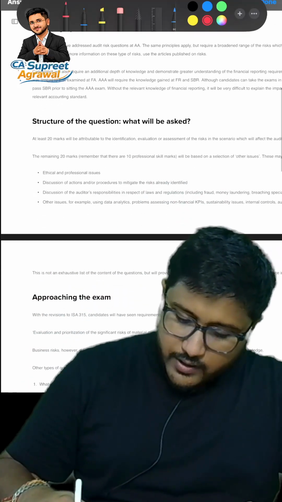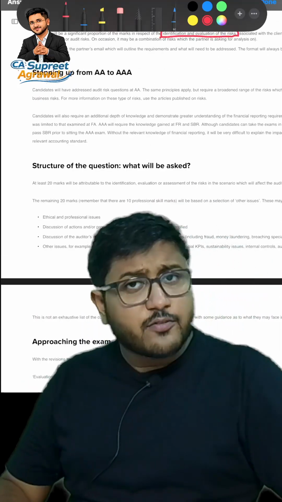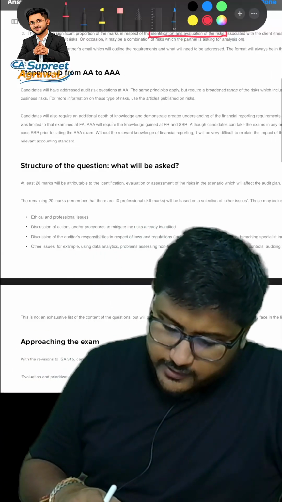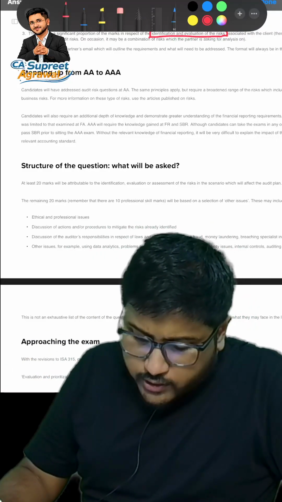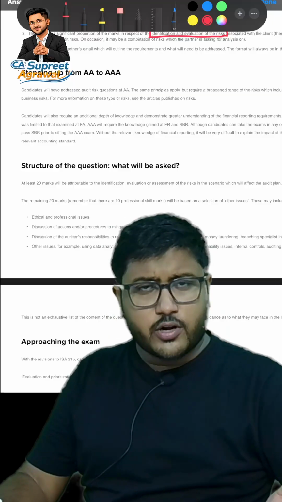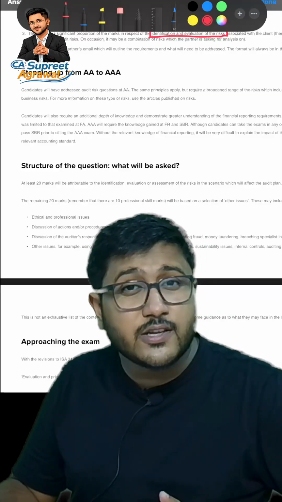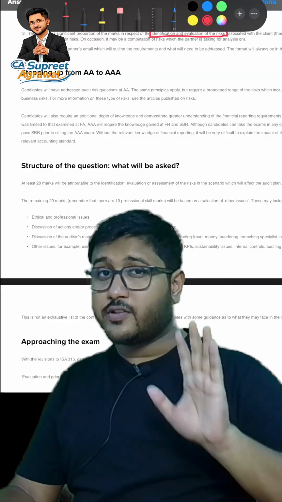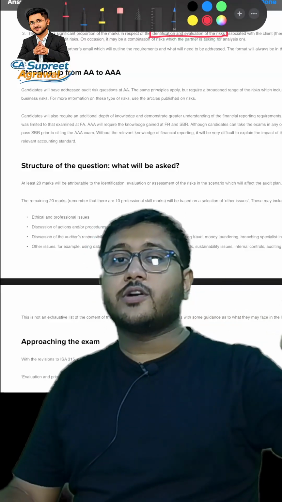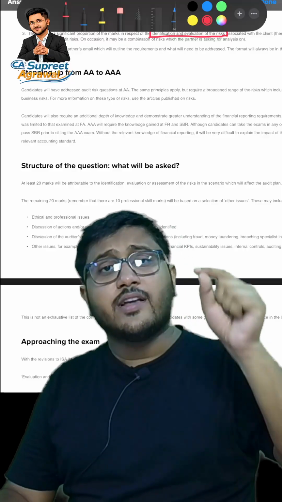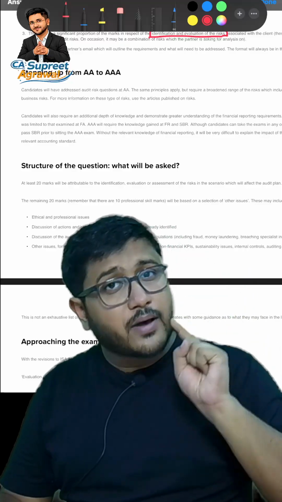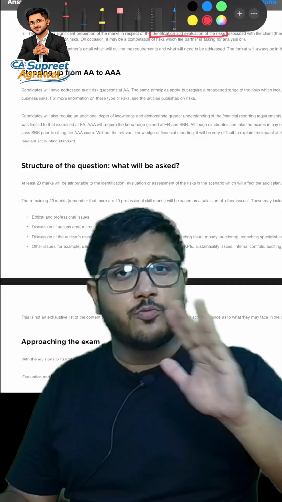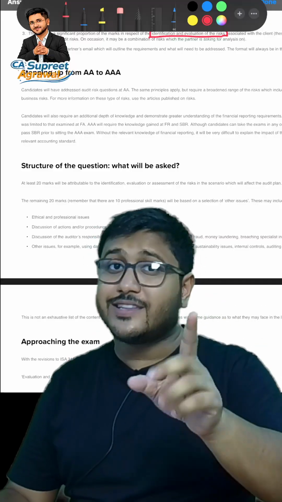Okay, now when I talk about stepping up from AA to AAA, let's have a quick read of this. Candidates will have addressed audit risk questions at AA, like we have already done, if you have not claimed the exemption. And just in case you have claimed the exemption also, I expect you to have the knowledge of it. Just in case you are facing trouble because you have not appeared for AA, in the description box you will find my AA marathon also. Please go for that. You will be able to cover the entire AA knowledge in 9 hours only.